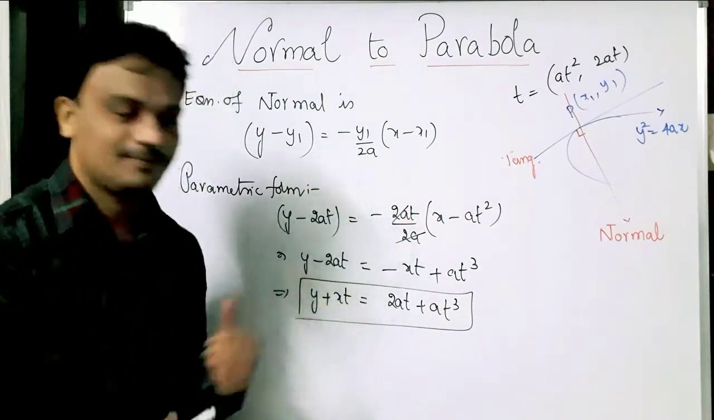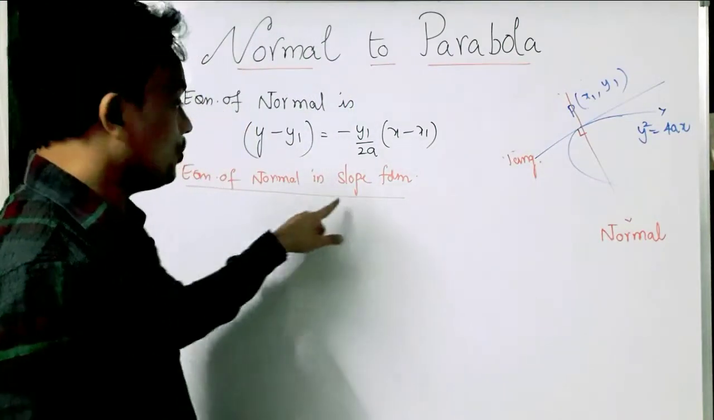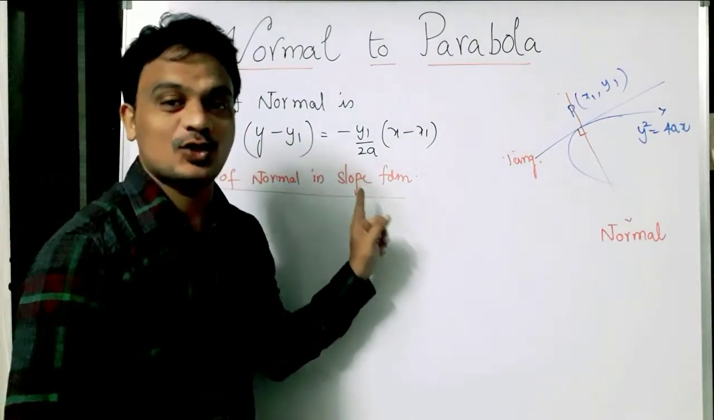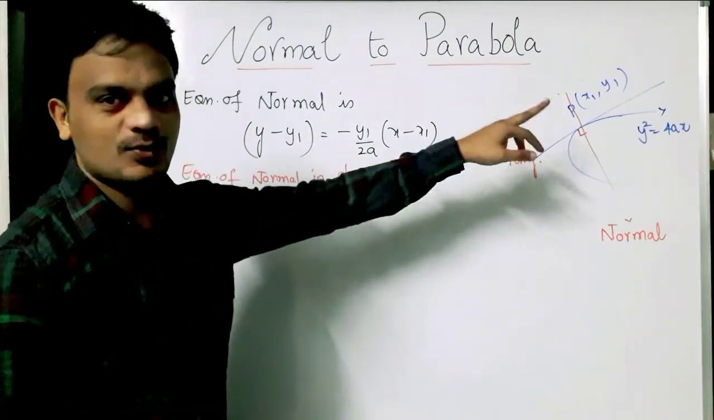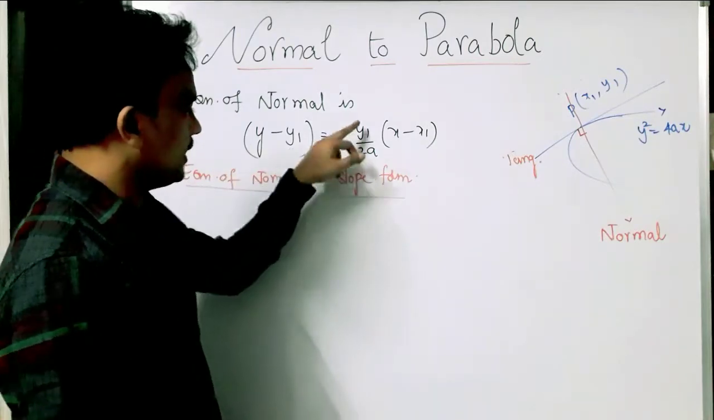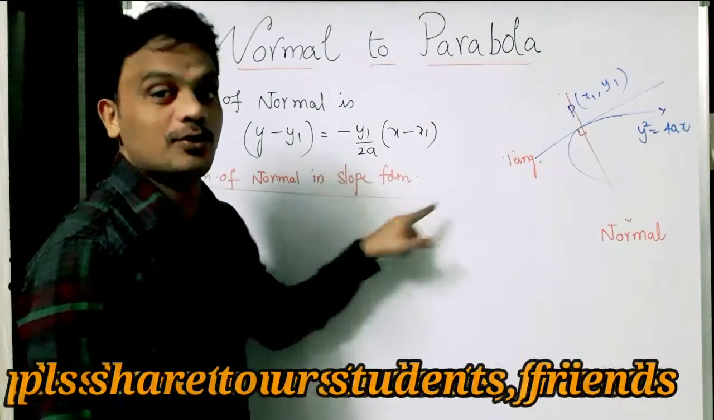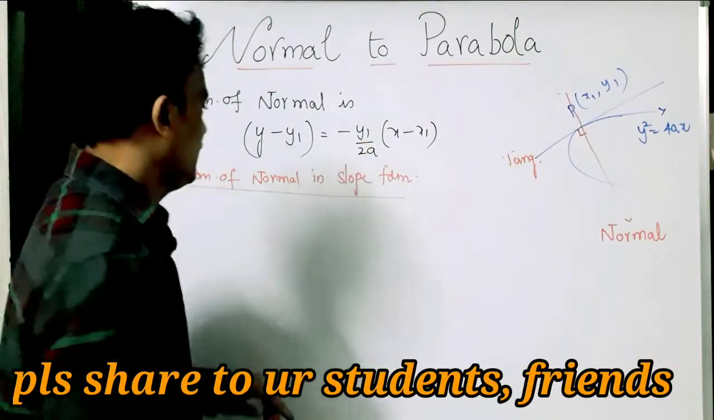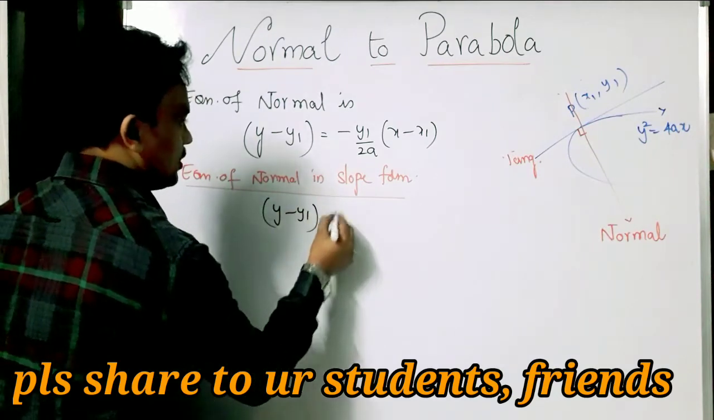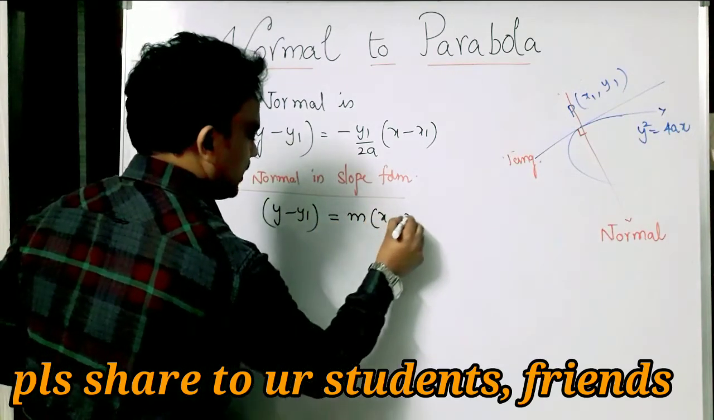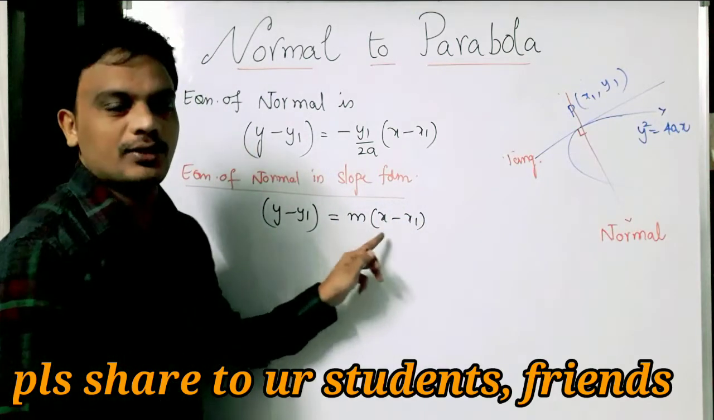Now we are going to discuss the equation of the normal in slope form. Already, the equation of the normal at the given point P(x1, y1) is y minus y1 equals minus y1 by 2a of x minus x1. Here, minus y1 by 2a is the slope of the normal. So the same thing I can write as y minus y1 equals m into x minus x1.